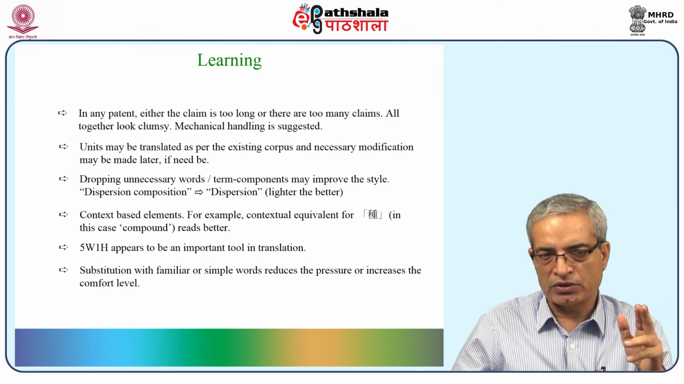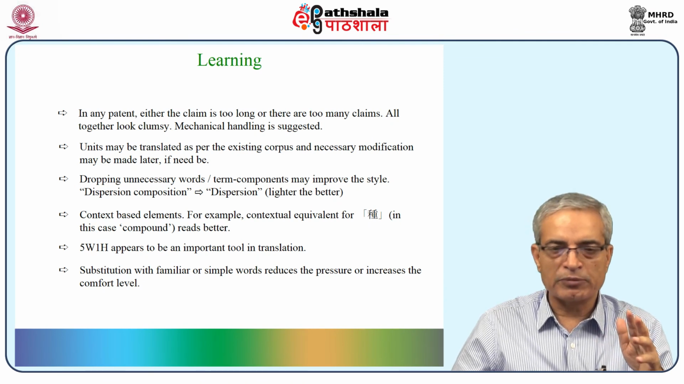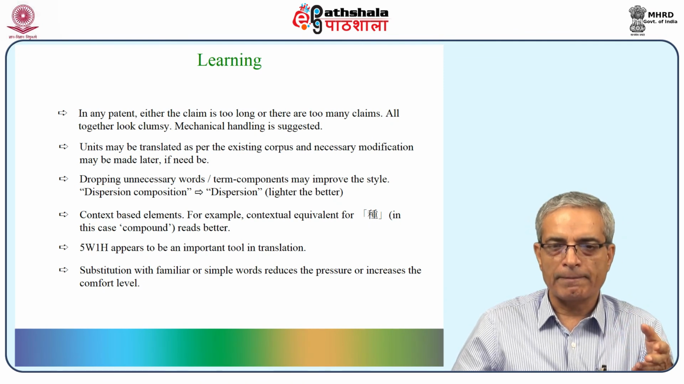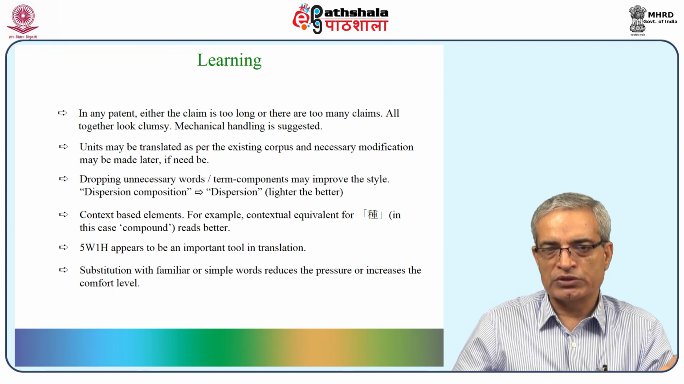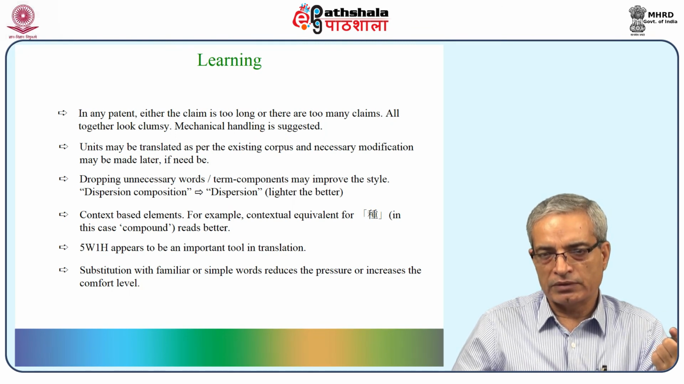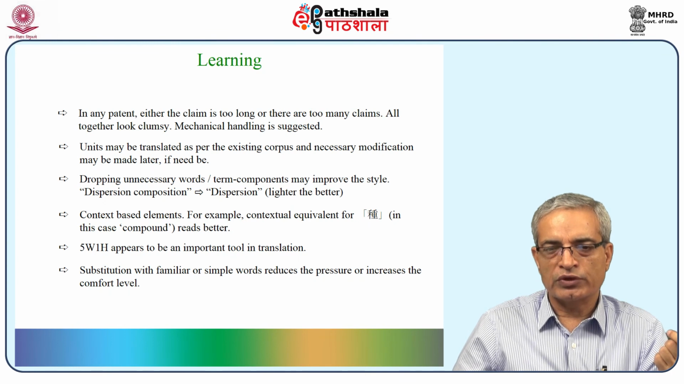Dropping unnecessary words, terms, components may improve the style. For example, dispersion composition. When you write only dispersion, it serves the purpose because dispersion is a composition only. So there is no need to use composition. So lighter the better. Context-based elements. For example, we used compound for shoe. This was an equivalent coming out of the context.